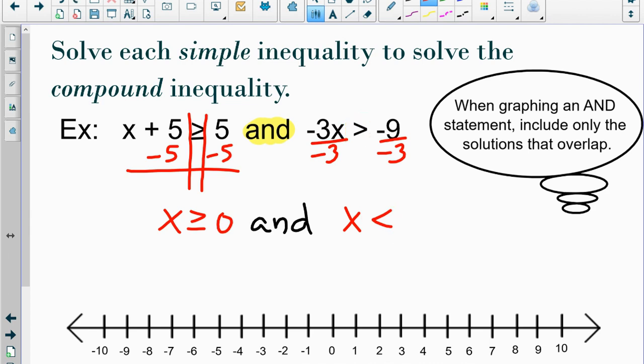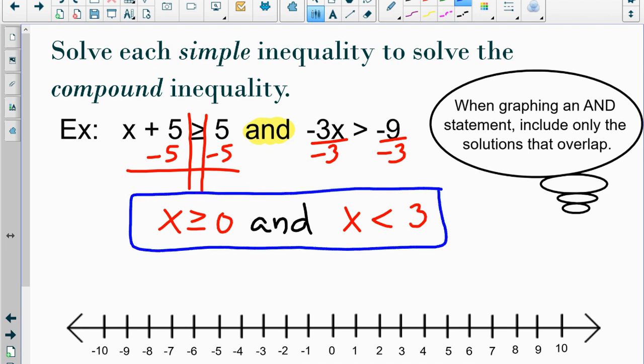And that's because when you multiply or divide both sides by a negative, it changes which side actually is larger. So in this case, now the right-hand side is larger. And negative 9 divided by negative 3 is a value of 3. So our solution for our compound inequality is x is greater than or equal to 0, and x is less than 3. So what we're trying to do is find the values for x that are greater than or equal to 0, and they're also less than 3.